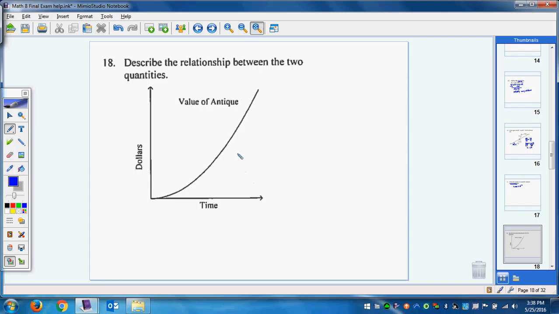I guess the old stuff is more important, more expensive, maybe rare. That's why it's valued high. So again, describe the relationship. Just going to make a simple sentence. As the time is near, the dollar value is not that expensive or not that much. But as time increases, the value, dollar-wise, of the antique increases dramatically. So it's rapidly, something like that.